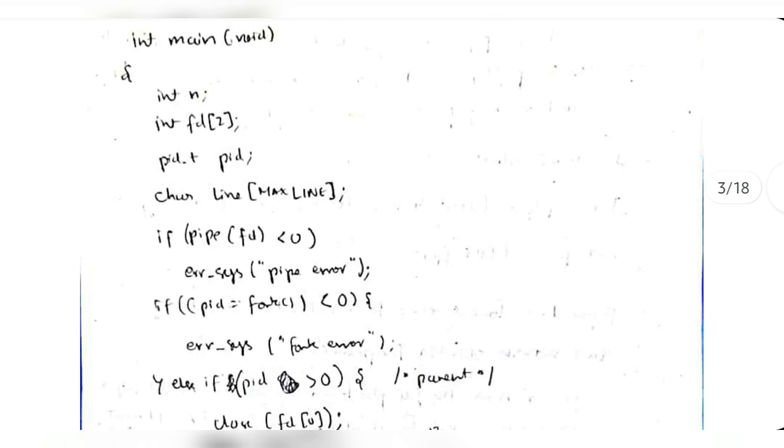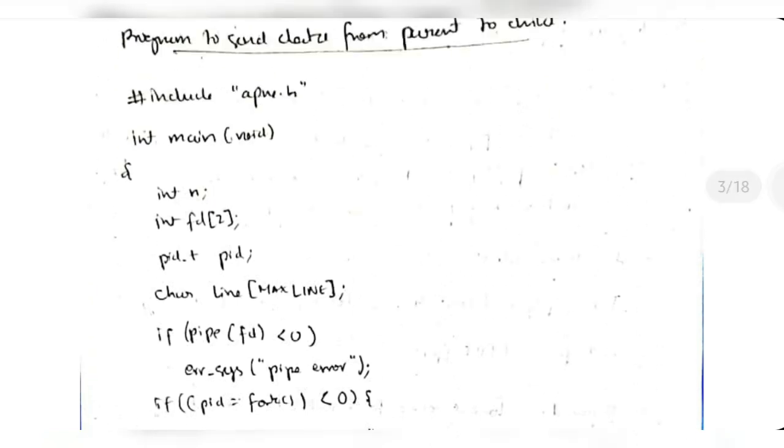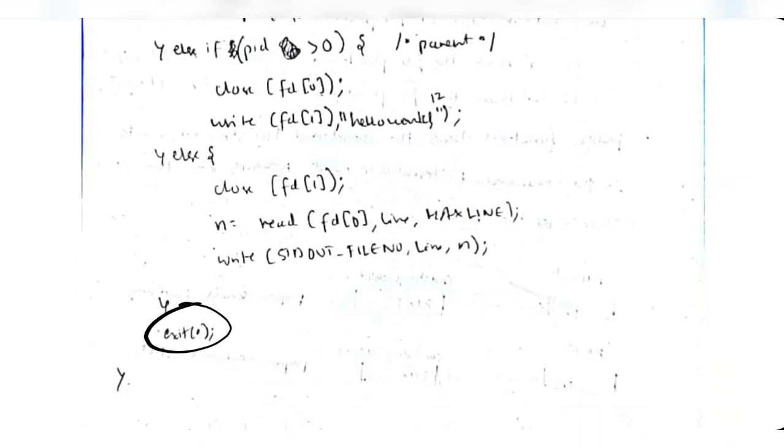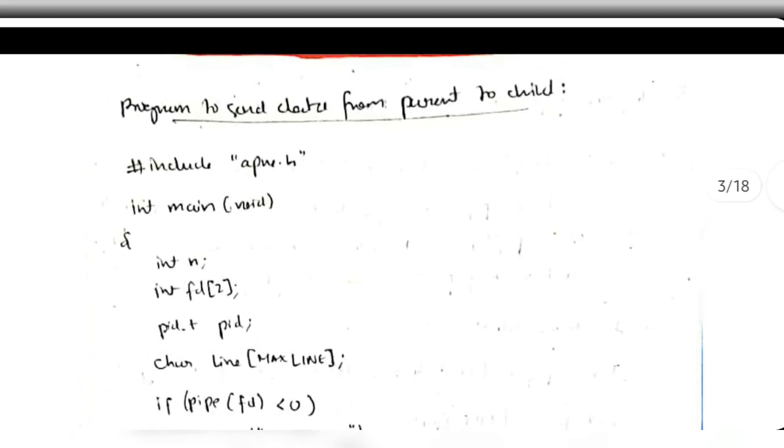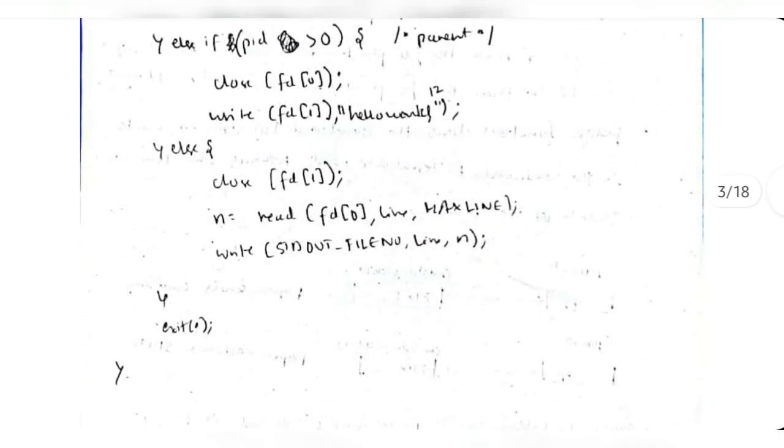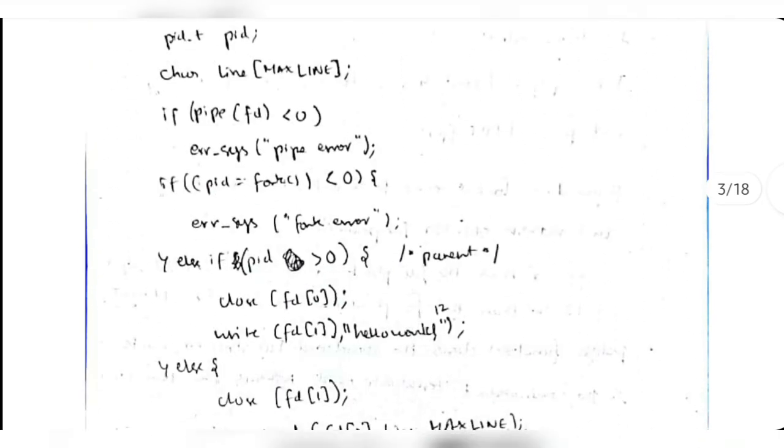First, let's see the outline of the program. This is the header file which you have to include. After that, int main is there. In int main all the things will be included, and finally you will have exit 0. You understood: first we have the header file, then the int main, and at the end it will be exit 0. After making this, what is in the middle part?